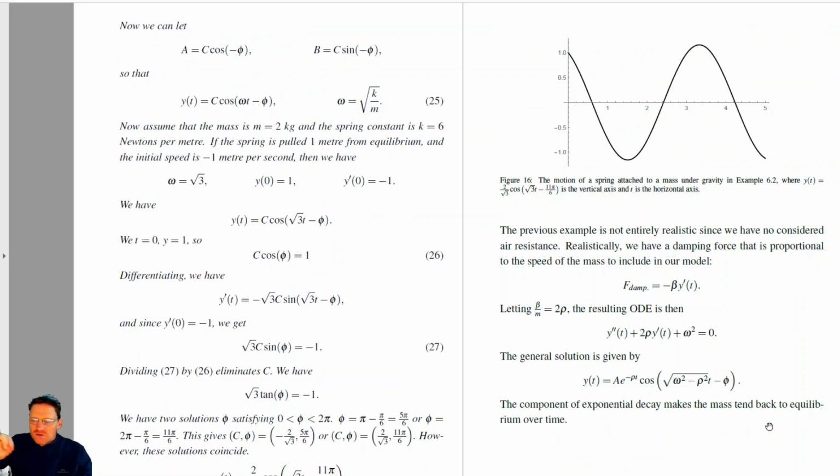Right, and if I were to graph this, so above, if you look at the graph in figure 16, we've just got a cos wave there, right? However, if we include air resistance, you would see a cos wave that gets smaller and smaller in amplitude over time and tends back to the equilibrium solution.